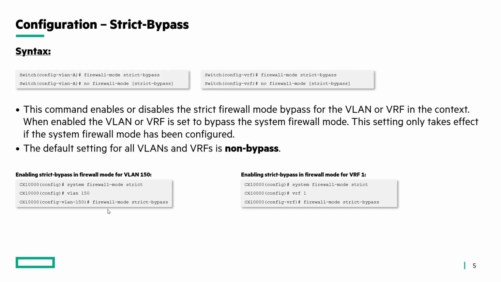So even if you configure the bypass and you do not have system firewall mode on, if the configuration is just there, it won't do anything much. You need to have the strict mode on for it to bypass anything, right?